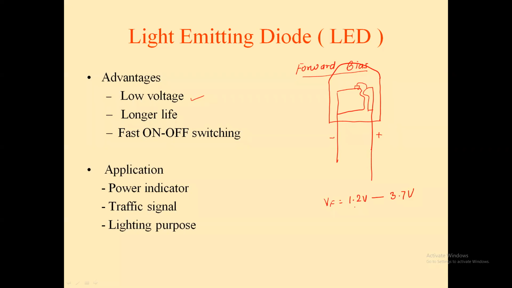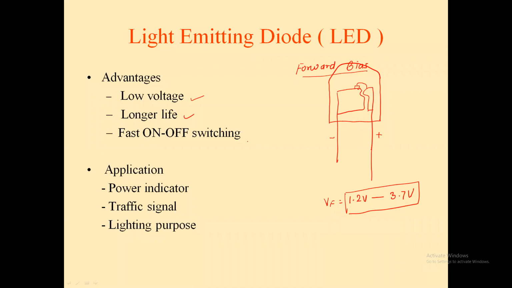It depends upon the preparation of that LED. The maximum forward bias operating range of that LED is 1.2 to 3.7 volts. It means that a very small voltage is required to operate that LED. Another point is that it has a longer life. Because of these two important points, the new technology has come up with the LED, as it requires very little electric energy, because it requires very little voltage, and it has a longer life.